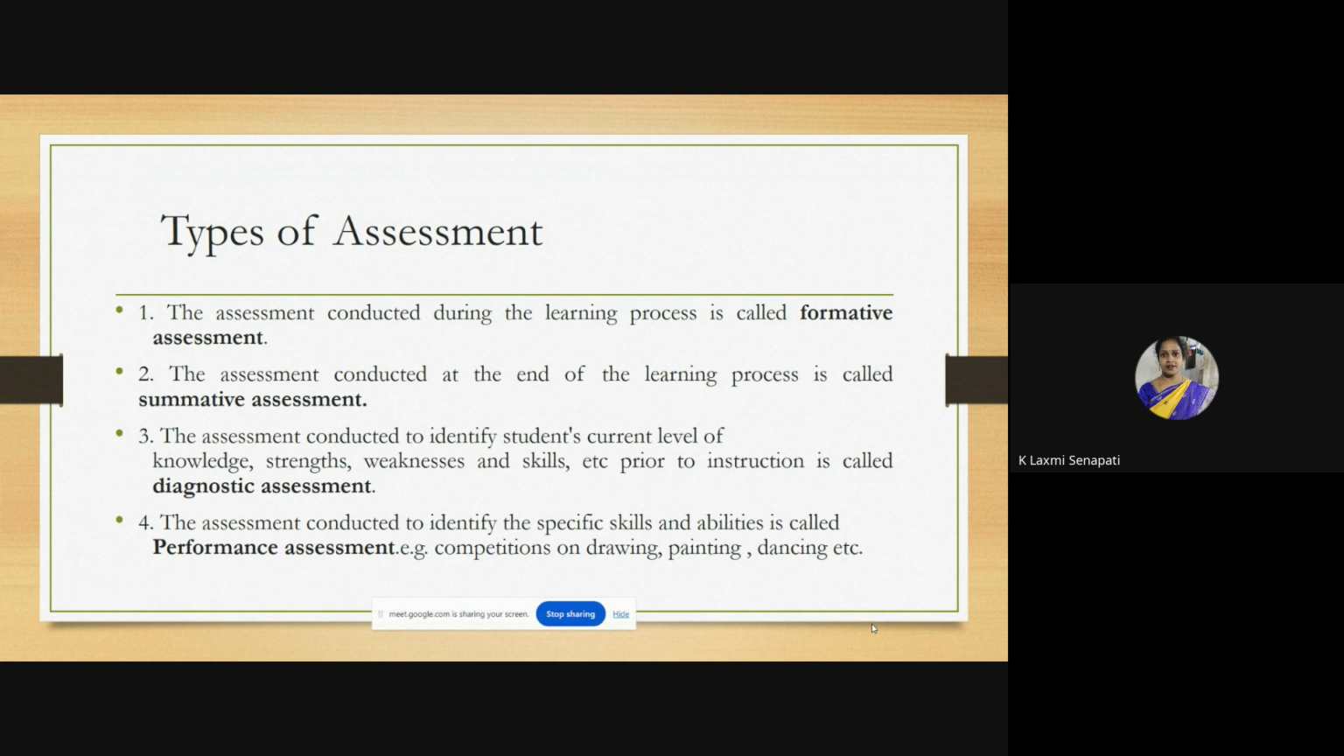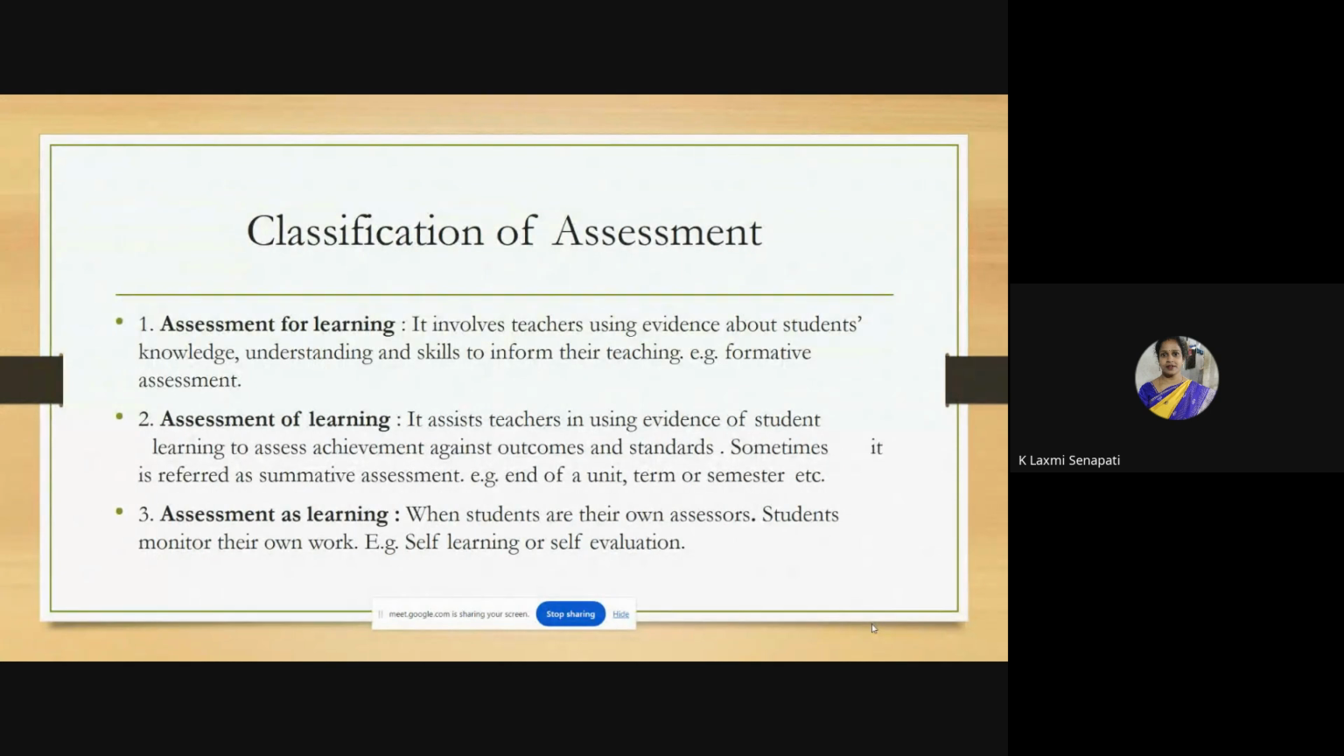We can encourage, motivate, and inspire our students to participate in competitions, whether it is drawing, singing, dancing, painting, whatever it may be. We have to motivate, encourage, and give them positive reinforcement in the assessment process. As a teacher, we have to give importance to this.